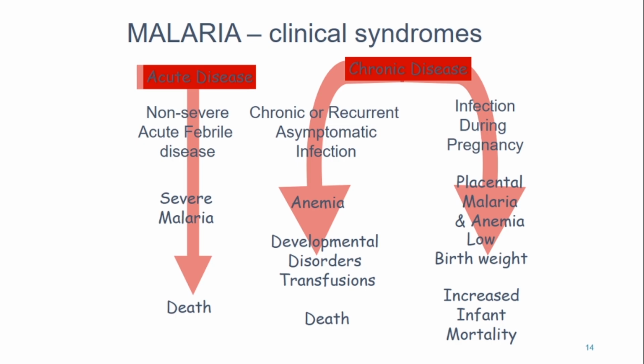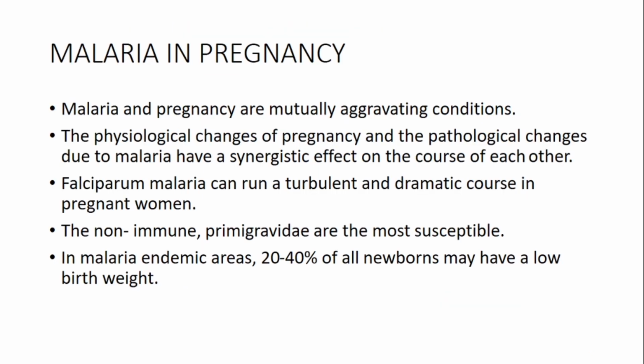In pregnant women, chronic infection usually manifests as placental parasitization, in which these parasites are sequestered within the placenta, and this leads to complications in the mother and the fetus, such as growth restriction, low birth weight, and increased fetal morbidity and mortality. So, malaria and pregnancy are two mutually aggravating conditions, such that the presentation and the management of malaria in pregnancy may be different from, and more difficult than, in patients who are not pregnant.